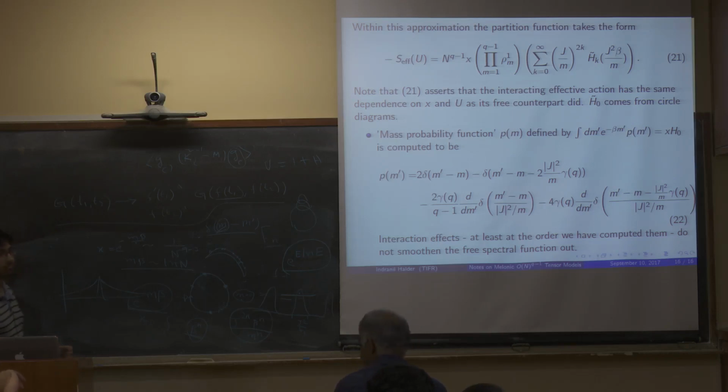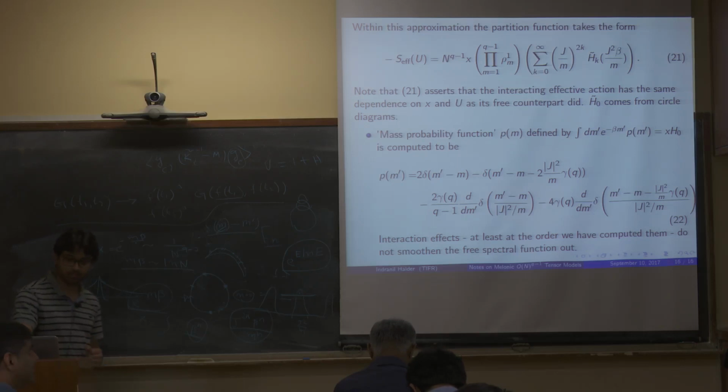Still with perturbation theory in J over M, right? So we do all orders in J square beta by M, but perturbation theory in J over M. I see. The first thing, that we do all orders in J square beta by M, is important because we're going to very low temperature, so beta is large. So it's important to be able to control that exactly.